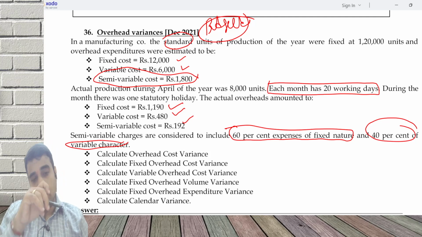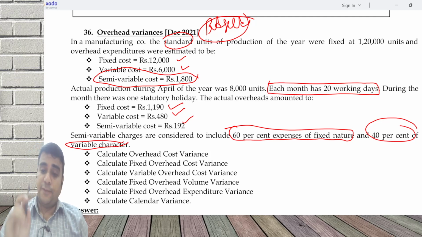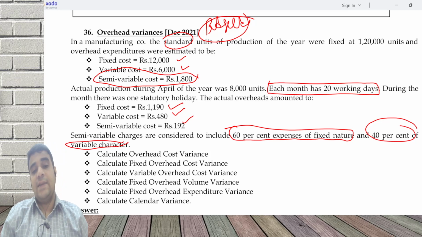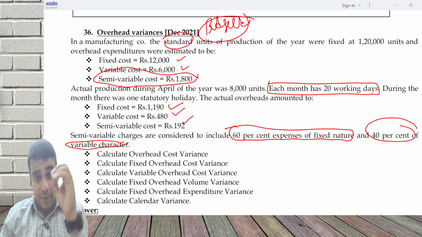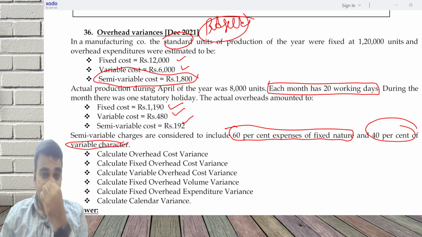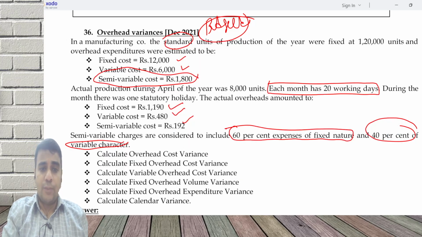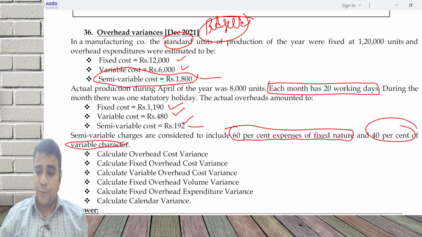First thing I'm going to do is remove the semi variable from the question, because we do not calculate semi variable cost variances. Either we have fixed overhead variances or variable overhead variances. If it is a semi variable cost, you'll have to split that into variable and fixed, and the question has done that and given it. They have mentioned that 60% of the cost is fixed, 40% of the cost is variable. So first I'm going to remove this 1800 and 192 from the question.